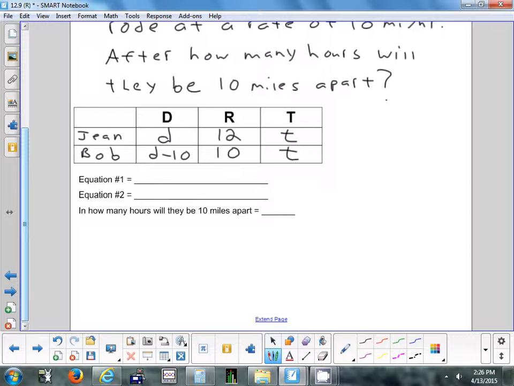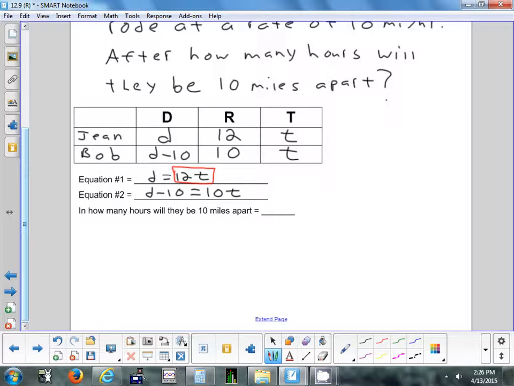Okay, what's my row one equation? D equals 12T. Row one. Okay, what about row two? D minus 10. Yep. Equals 10T. Good. Is the top equation already solved for a letter? Yep, which letter? Which letter is by itself? D. Okay. D is equal to 12T.